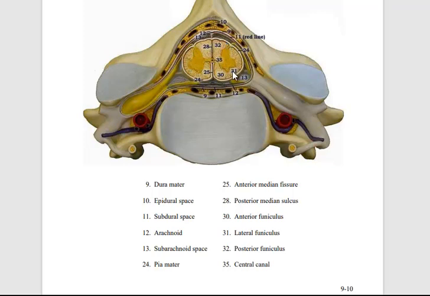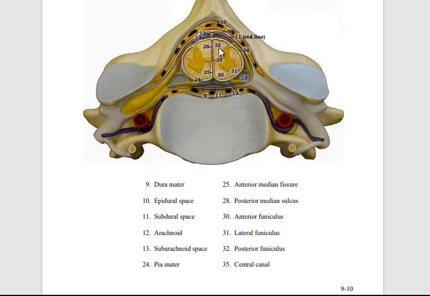And now let's look at this. If you have a bundle of axons, we call it, I have trouble with this, a funiculus. So the one that's going to be in the front is going to be the anterior funiculus. There's that bundle. The one that's on the side is going to be the lateral funiculus, and 32 is the posterior funiculus. So that's why it's so important that you know which is the front and which is the back when you're looking at the spinal column.